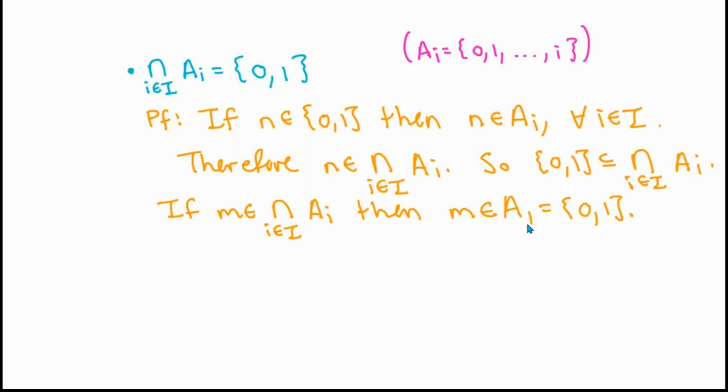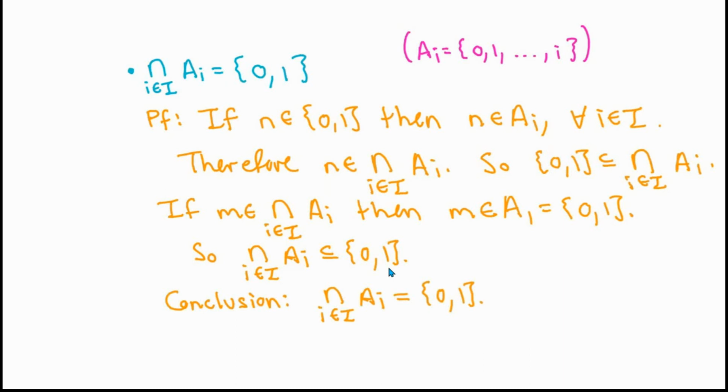But the set A sub 1 is just the set consisting of the numbers 0 and 1. So this shows that the intersection of the A_i's is a subset of the set consisting of 0 and 1. Since we proved both inclusions, that proves that these sets are actually equal to one another.